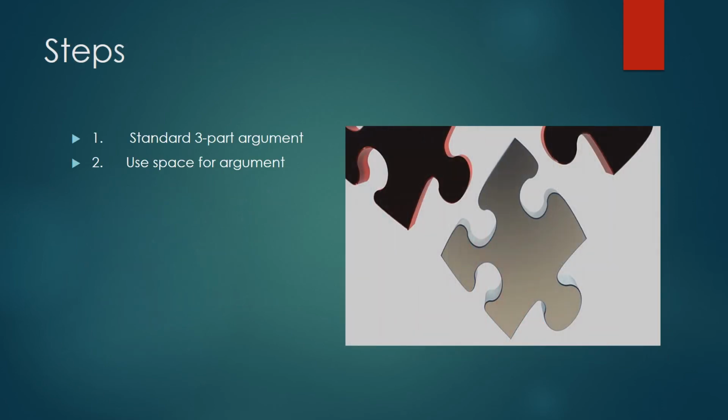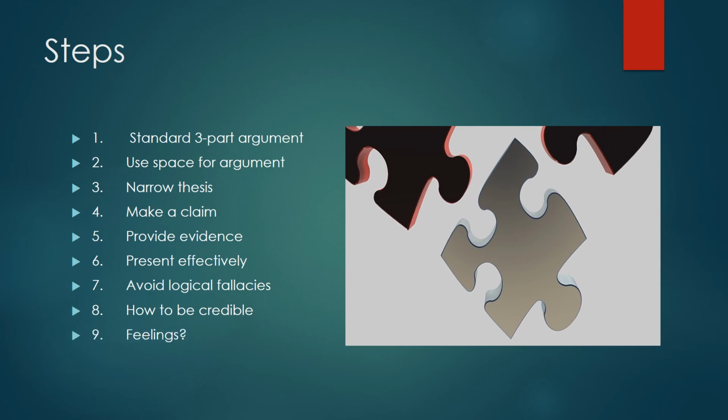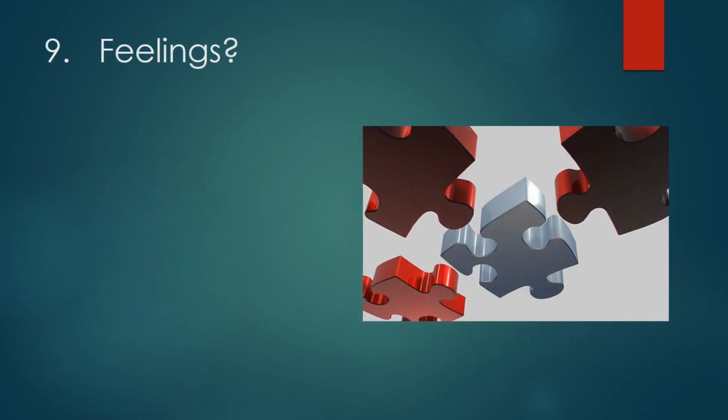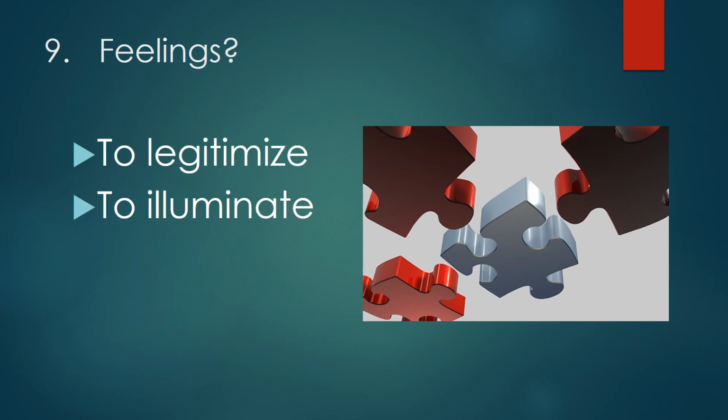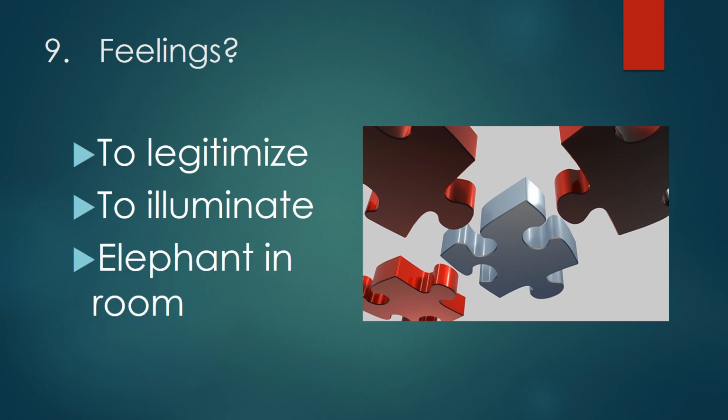And now for step number 9, deciding whether or not there's a place for feelings in your argument. Traditionally, feelings are only used to legitimize the argument or to illuminate the truth in some way. However, if you are particularly committed, or passionate, or angry or sad, it's always best to say so explicitly, and in this case, address the elephant in the room.